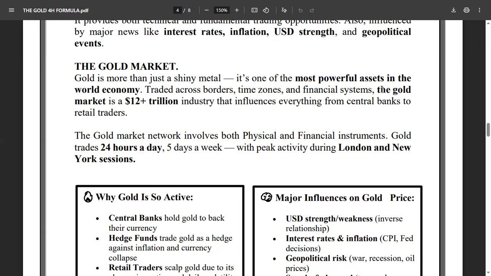And right now, the gold market is worth 12 plus trillion dollars.